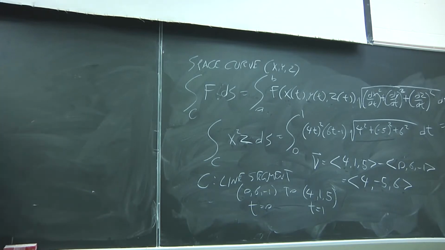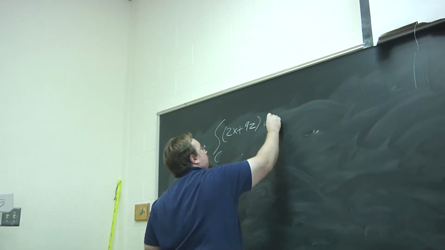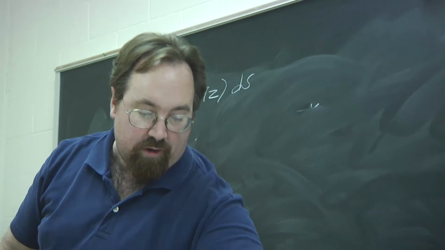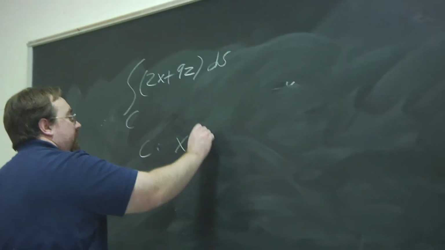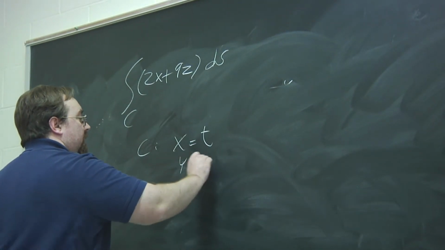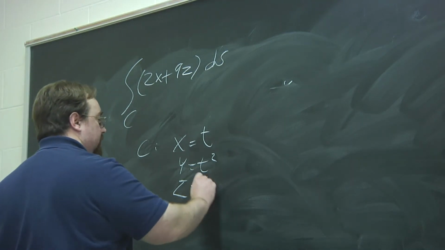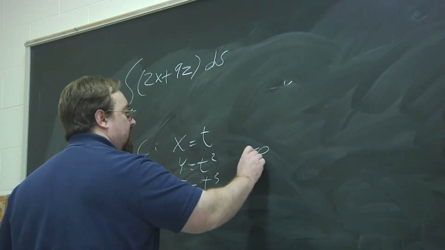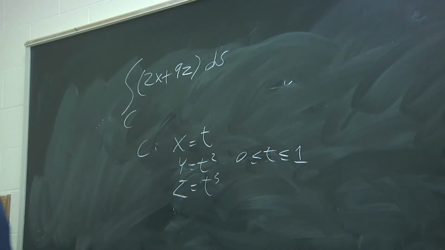Now let's do another where a different kind of curve where the integral itself turns out to be a little more challenging. 2x plus 9z ds, where this time the curve is defined by these parametric equations. So x is equal to t, y is equal to t squared, z is equal to t cubed. And t, once again, runs between 0 and 1.